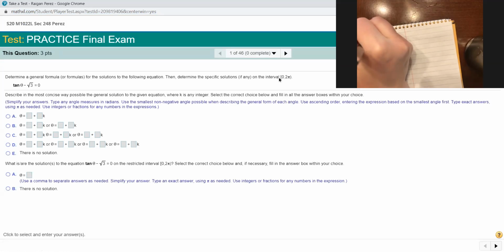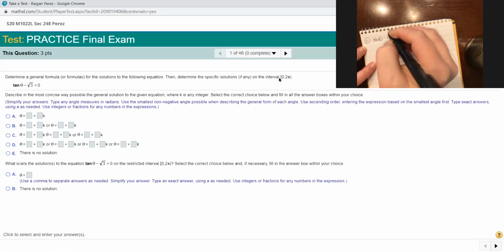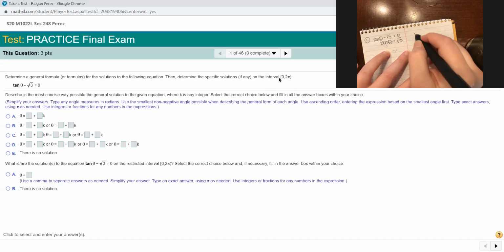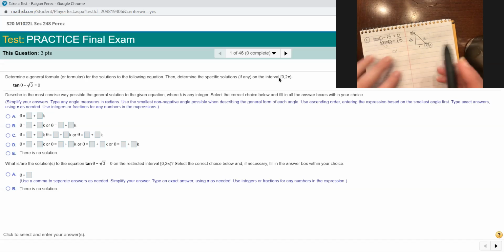All right, so this is an equation it wants us to solve. Tangent of theta minus the square root of 3 equals 0. So when does the tangent of theta equal the square root of 3? I need one of my perfect triangles: square root of 3, 1, and 2. Tangent is opposite over adjacent. So I know that my angle is a pi over 3 angle.